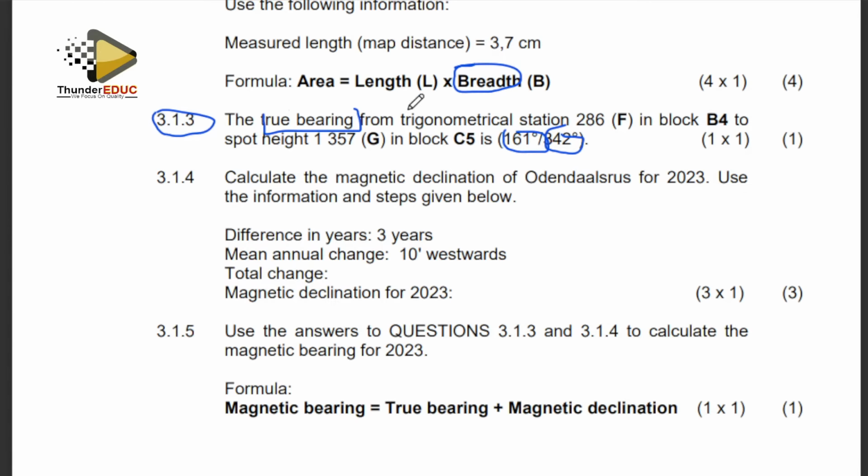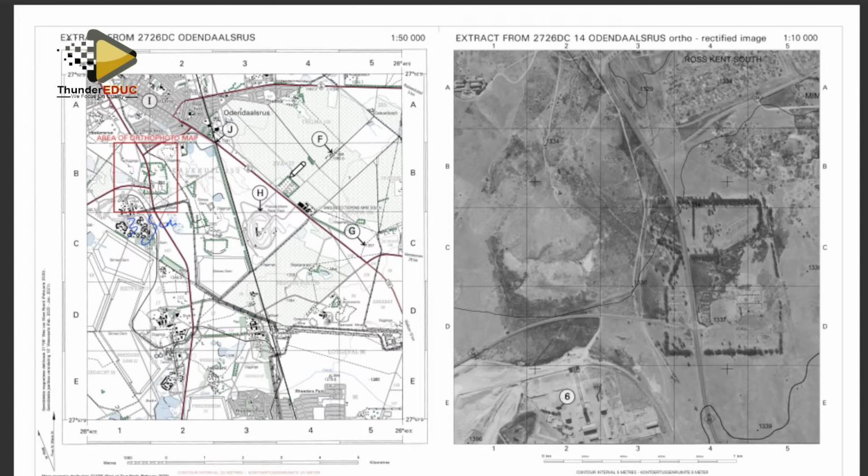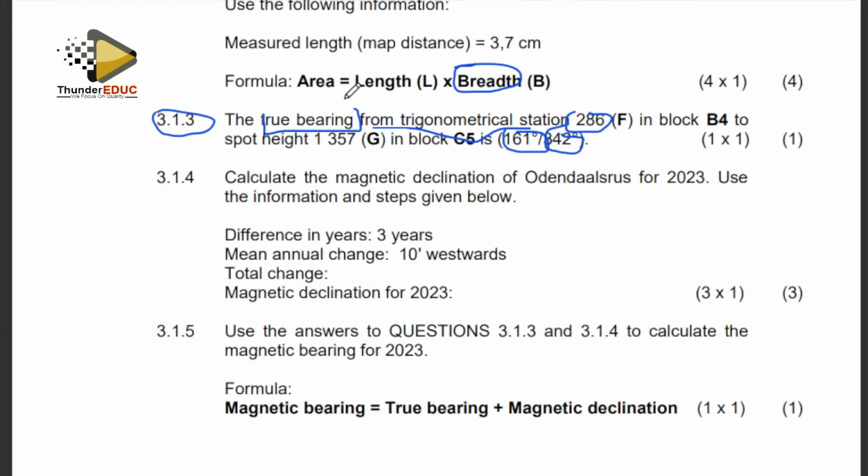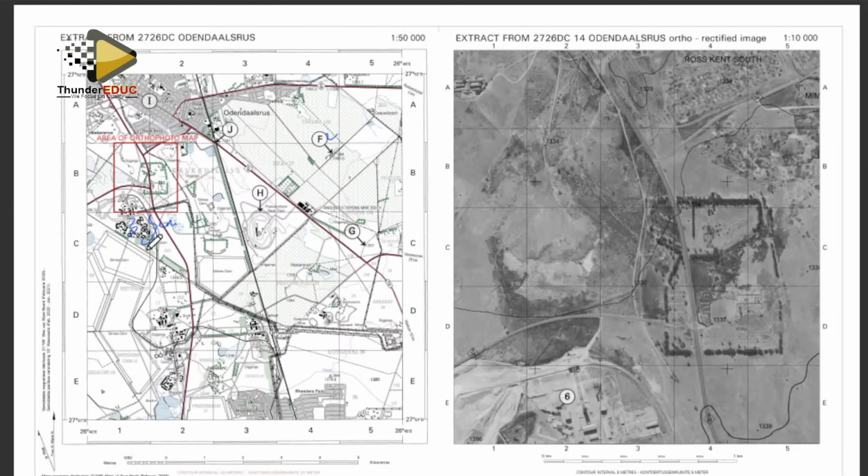So the key aspect here is "from". So what is the starting point? The starting point is 286 in block B4. We come to the map here. I don't know if you can see B4. So from here, from F, which is here, to what? To spot height in C5. The spot height in C5. C1, 2, 3, 4, 5. So this could be our spot height.